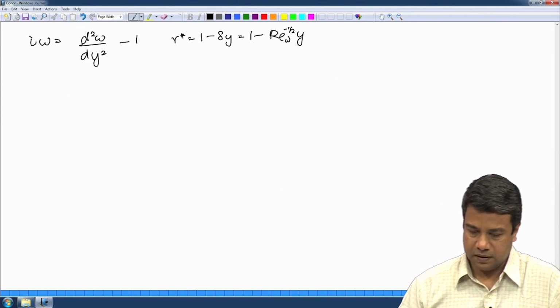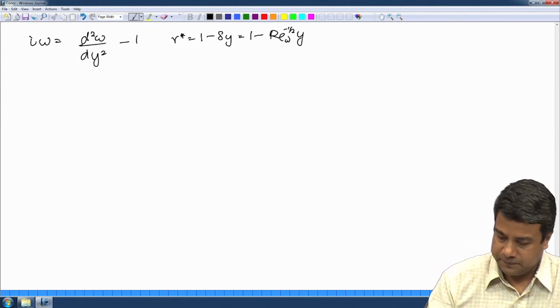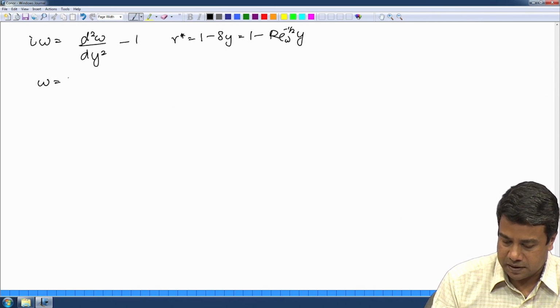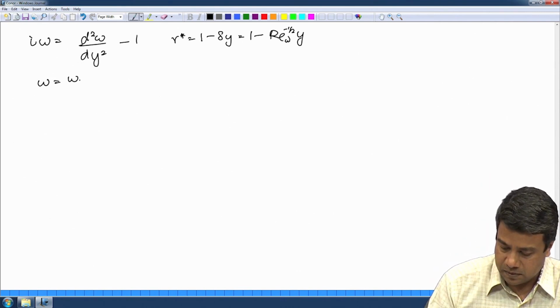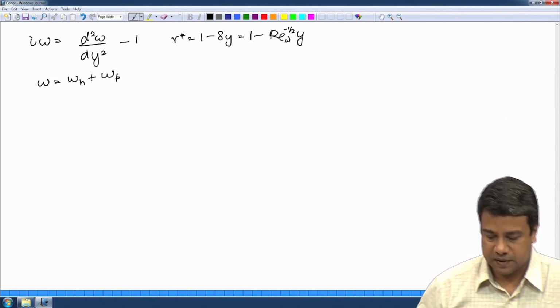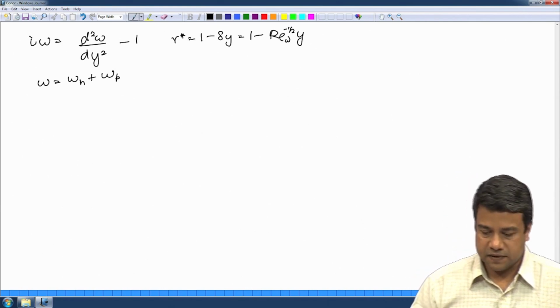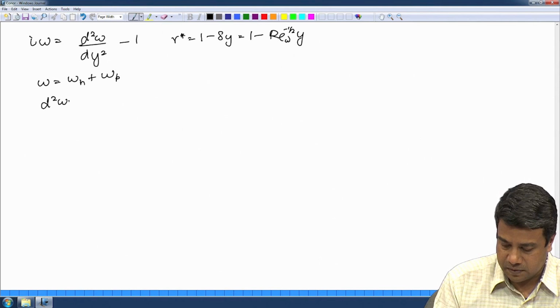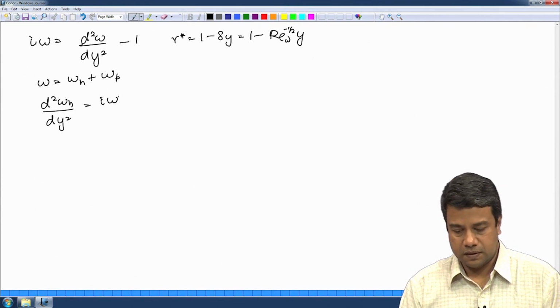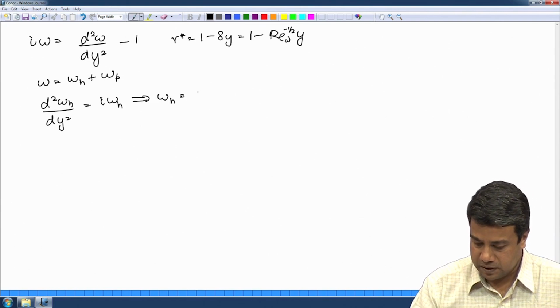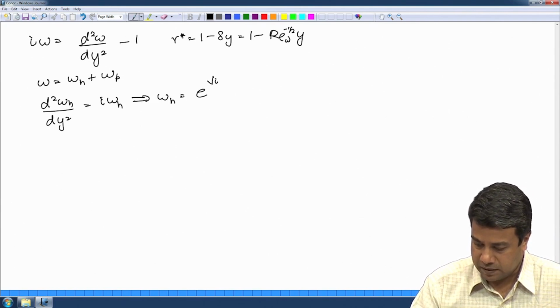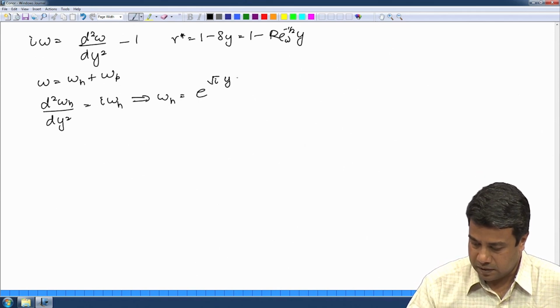Now I can solve this equation. This is an inhomogeneous equation. Therefore, W has two parts, a homogeneous part plus a particular part. The homogeneous part satisfies the homogeneous differential equation d square W homogeneous by dy square is equal to I W, which implies that W homogeneous is equal to e power root of I into y.